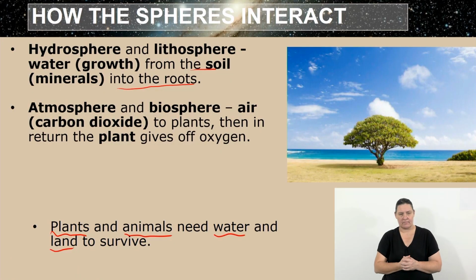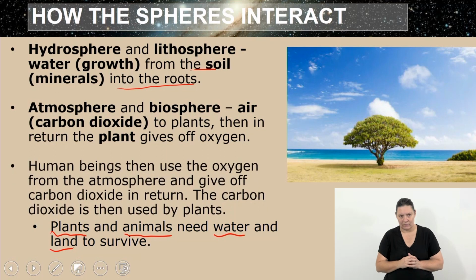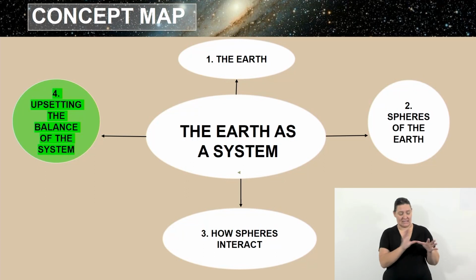The atmosphere and the biosphere: I've spoken about plants giving off oxygen and human beings giving out carbon dioxide. Okay, I think I've already mentioned that. And then learners, we're going to move on to the last concept of the lesson, which is what happens when we upset the balance in the system.